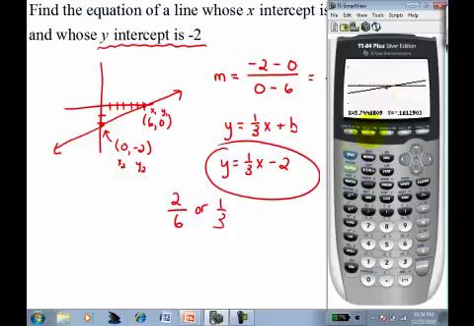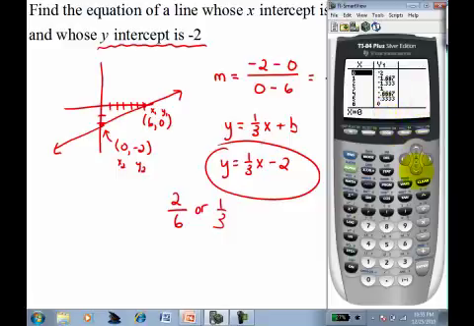To even be more accurate, you can go to the table. So hit second graph and just find the x-intercept of x is 6, y 0, and the y-intercept happens where x is 0, -2, and we're all set.